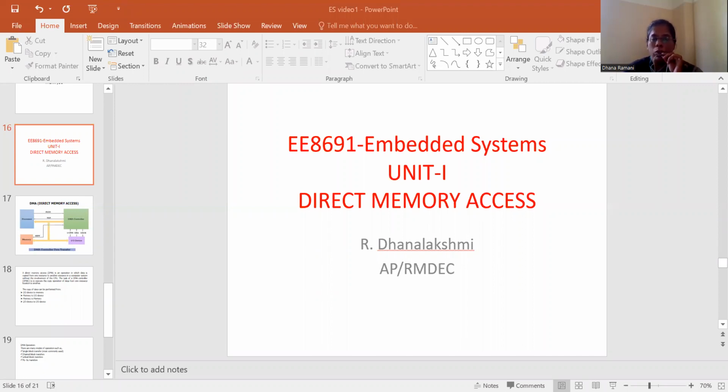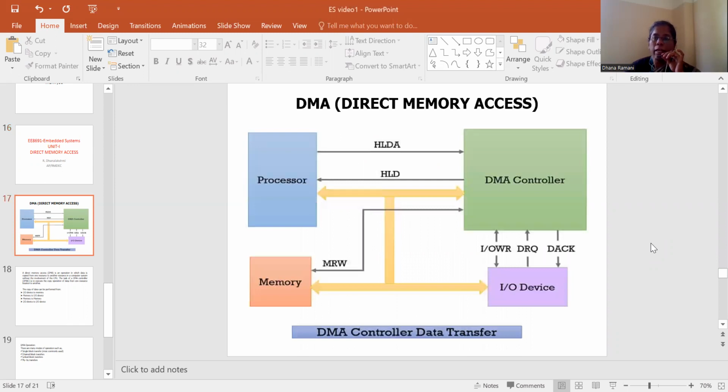In this session, I would like to discuss DMA. We might already know about DMA, so we are very familiar with it. What is DMA? DMA is direct memory access. In embedded systems, in Unit 1, we have the introduction to embedded systems, where the DMA concept is also there. So we have to discuss direct memory access. We'll see what DMA, direct memory access, is.